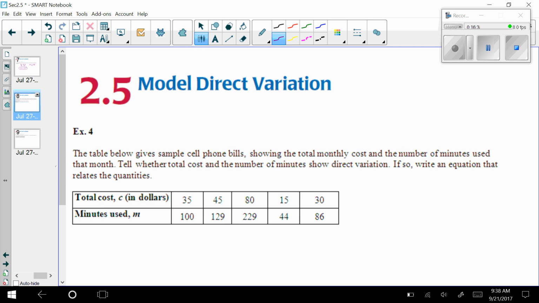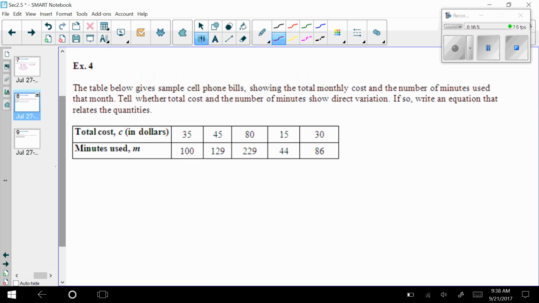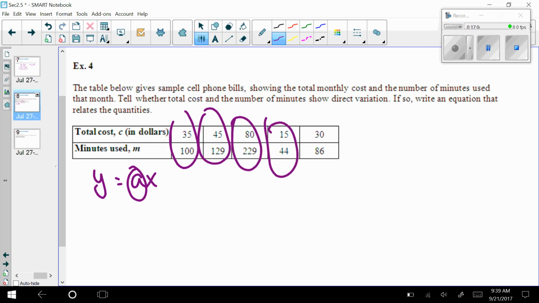Okay, so this next one, the table below gives a cell phone bill showing the total monthly cost and the number of minutes used that month. Tell whether the total cost and total number of minutes show direct variation. If so, write an equation that relates the quantities. So for this one, you'll have to look at your y equals ax and solve for a to see if it's consistent with each pair.